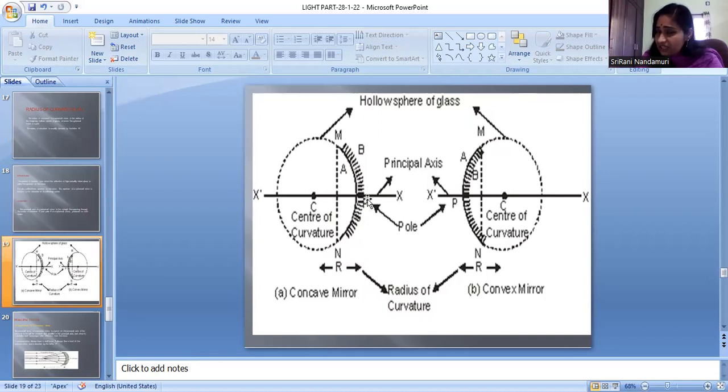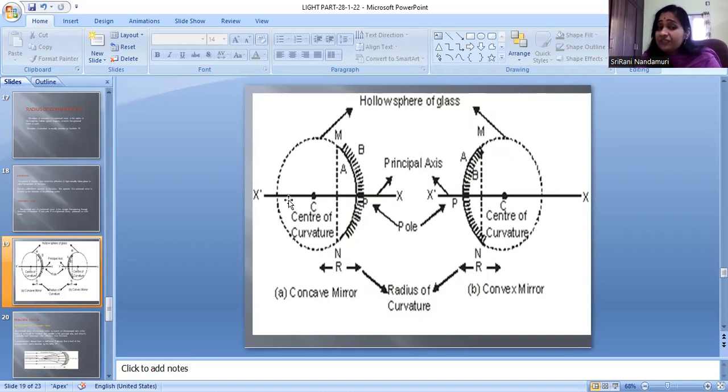This is nothing but the reflecting surface. From M to N, you can consider it as an aperture. The center point of the aperture is known as the pole, and the center of this complete sphere is known as the center of curvature. The distance between the center of curvature and the pole is called the radius of curvature.